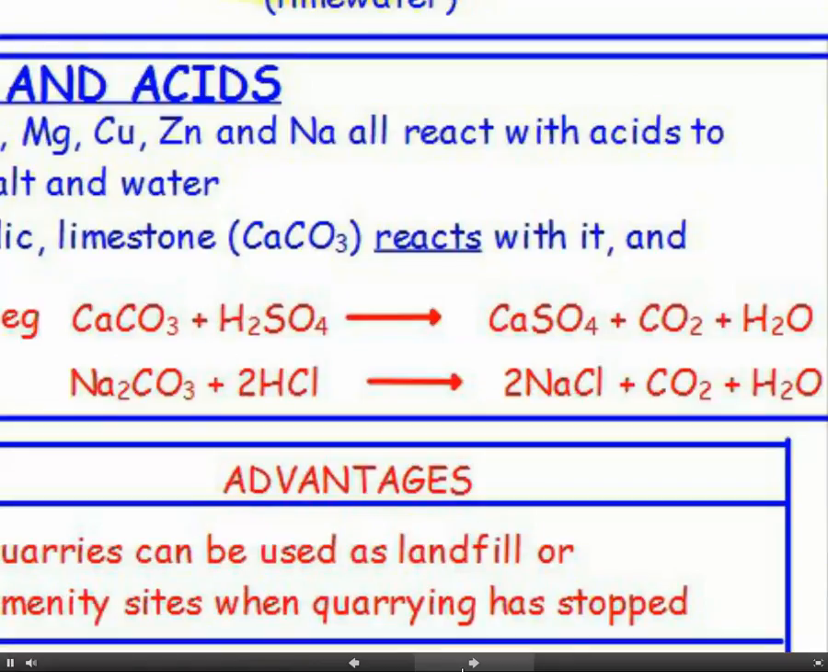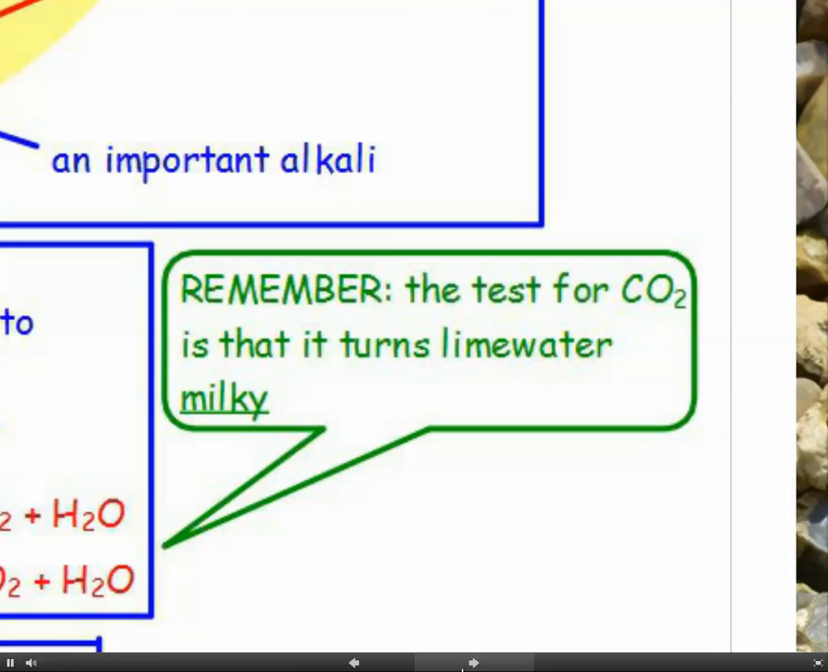For example, CaCO3, calcium carbonate, plus H2SO4, sulfuric acid, form calcium sulfate, that's the salt, plus carbon dioxide plus water. Or sodium carbonate, Na2CO3, reacts with hydrochloric acid, HCl, to form sodium chloride, that's our salt, plus carbon dioxide plus water. And remember, if you're testing for CO2 gas, you use lime water and the positive result is that it turns milky.